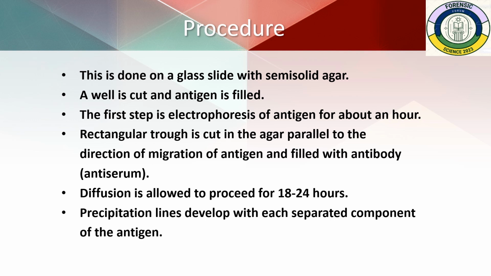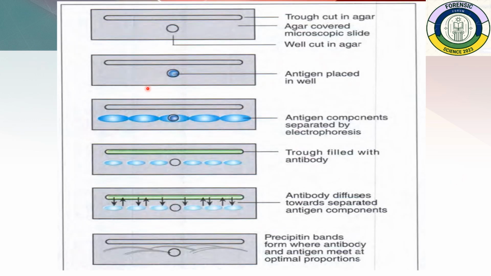In this image, an antigen is first filled into a circular well. Then after the electrophoresis, the antigen gets separated into its components. A trough, that is a rectangular well, is filled with antibody and left to precipitate with the antigen for a duration of about 20 hours. A white cloudy precipitation line is formed as a result of the antigen-antibody reaction.